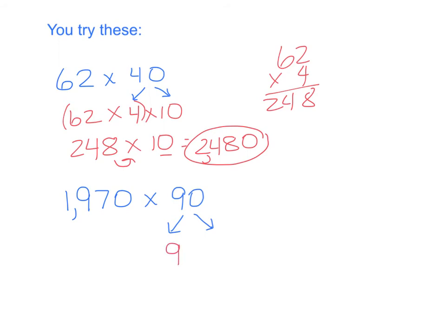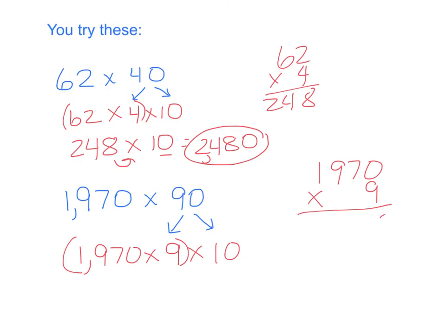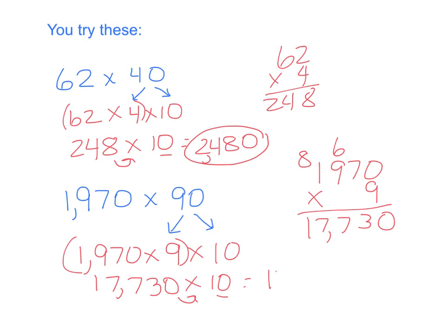In the second one, we'll make the 90 be 9 times 10. So we'll do the 1,970 times 9 first. Again, if we get our facts right, we get 17,730. Multiplying that by 10, again, means I have to go one place to the right. So 17,730 and another 0 for the 10 being multiplied on is 177,300.